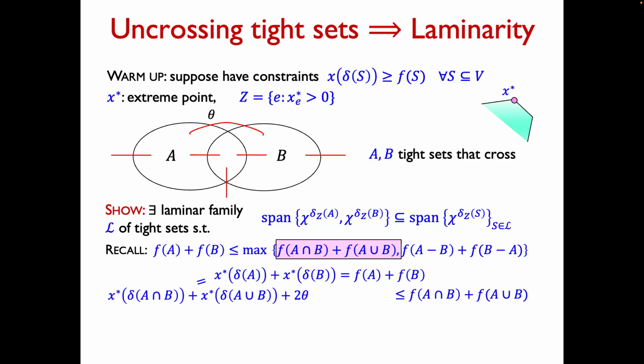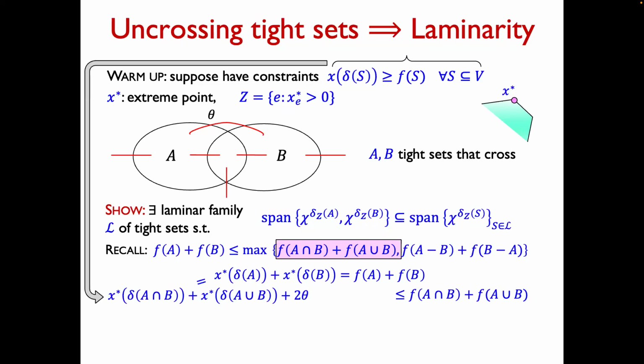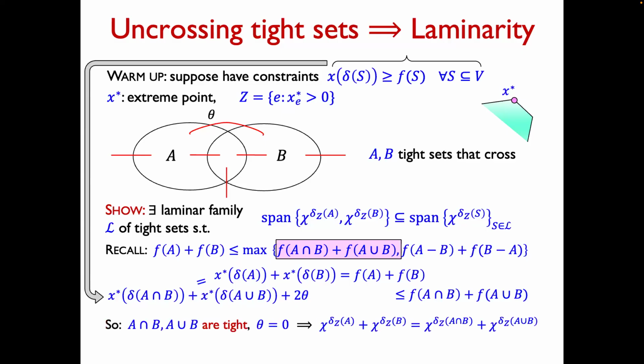Right? And now I have this inequality that this is at most that right-hand side there, but let's go back to our system, right? In my system, I also have the constraints that for every set, the X star of the boundary has to be at least the F value. So when I combine the two, I get that this must be equal to the F value of A intersect B. For A union B, it must be equal to F of A union B, so they're tight. And moreover, theta must be equal to 0.